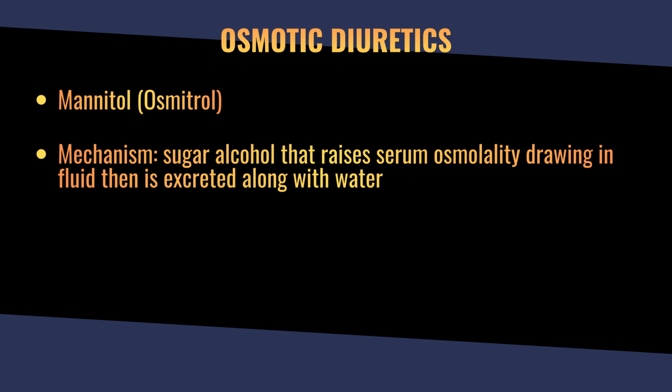The final class to discuss are the osmotic diuretics. This specifically is mannitol. Mannitol is a sugar alcohol that raises the serum osmolality. This has the effect of drawing fluids from the tissues into the blood, expanding the plasma volume. As mannitol passes through the kidneys, it is not able to be reabsorbed, and it drags fluids out with it as it's excreted into the urine.